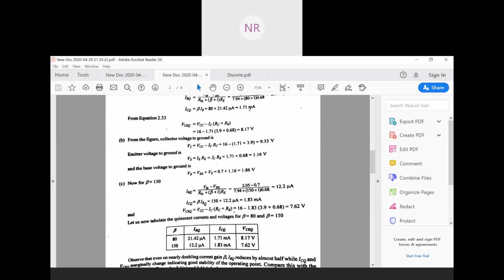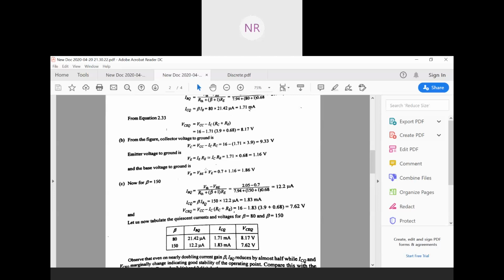There is a large variation in the base current, but see the output current and output voltage: 1.71 and 1.83, 8.17 and 7.62. There are very few changes in the IC and VCE values. So what we can conclude is that even though there is a large variation in beta, it doesn't affect IC and VC much. We can say voltage divider bias provides greater stability for the network. This is what I can say from this particular table. You can expect such kind of questions in the exam.